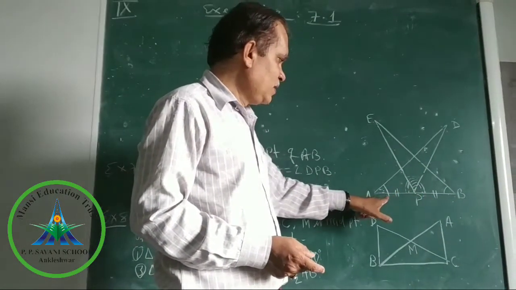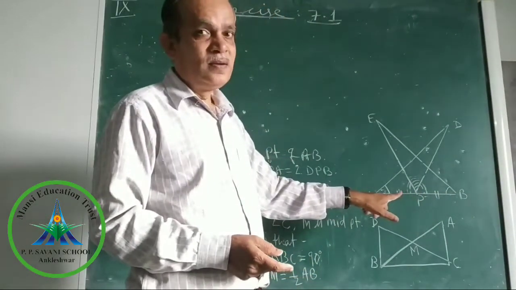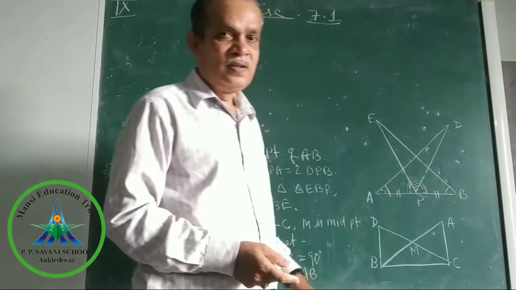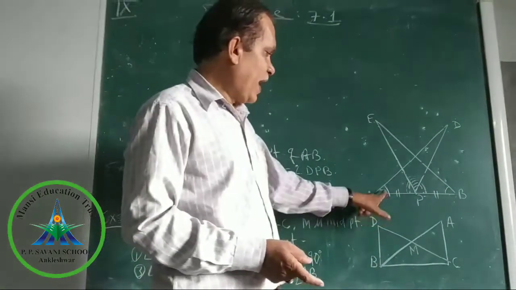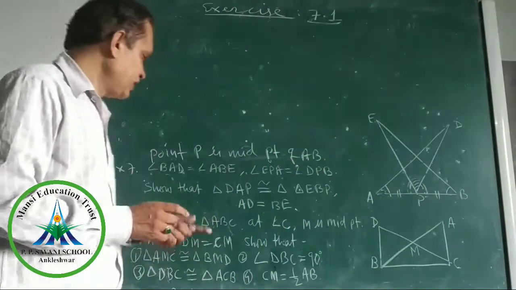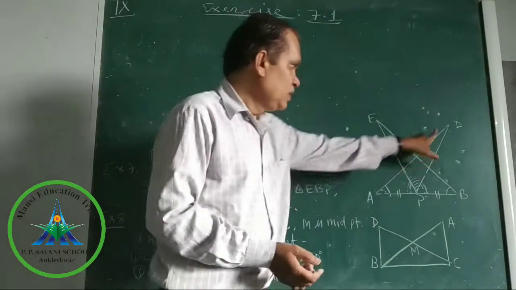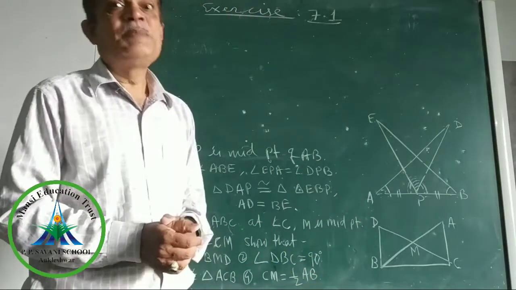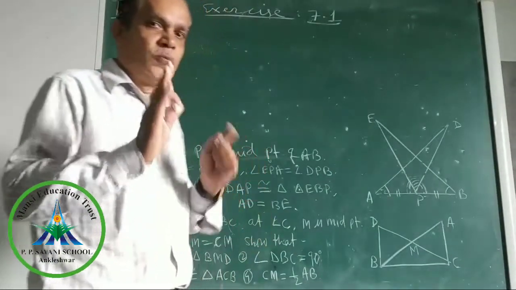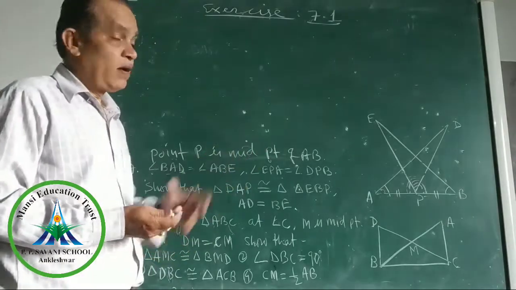Side AP equals BP and angle A equals angle B. Then which rule is ready? Angle, side, angle. So the angle side angle rule will say that these triangles are congruent. Therefore, AD equals BE, corresponding parts of congruent triangles. So before starting to write, read what is given, understand, then start writing.